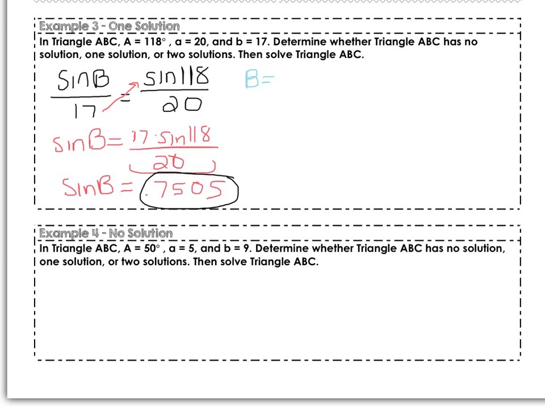So B is going to be equal to the sine inverse of 0.7505. This gets me B is equal to approximately 49 degrees. Okay.